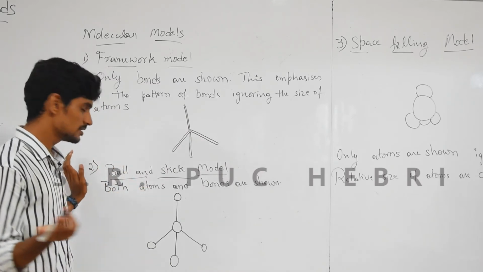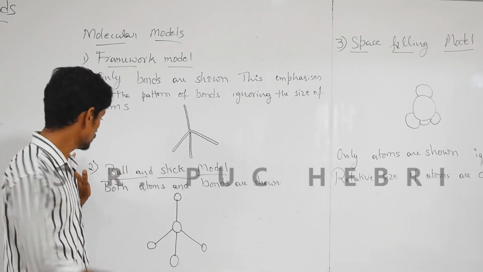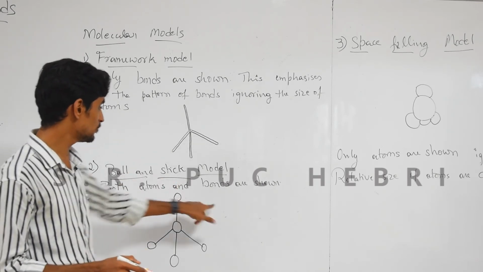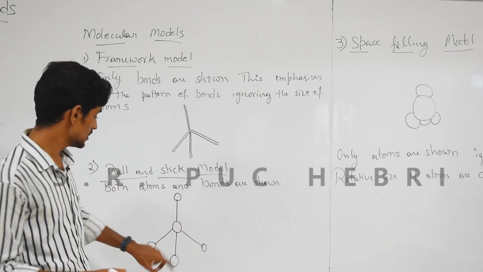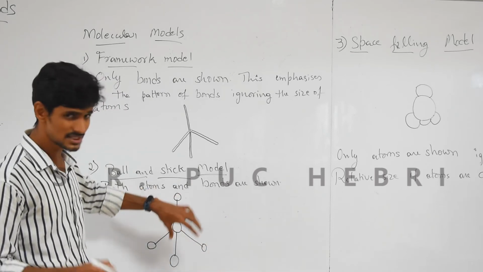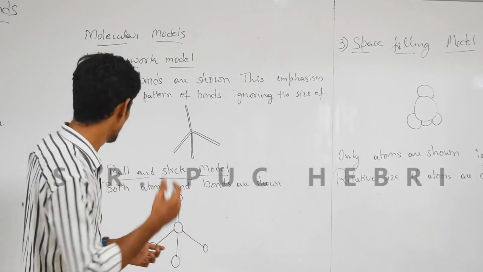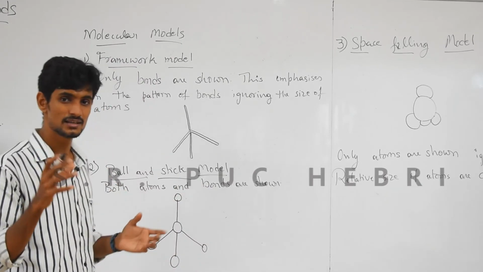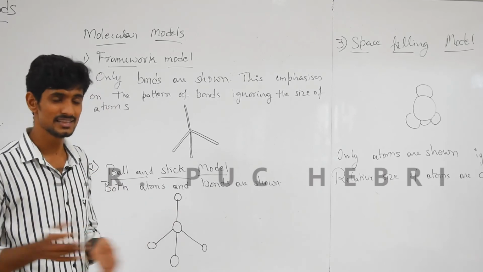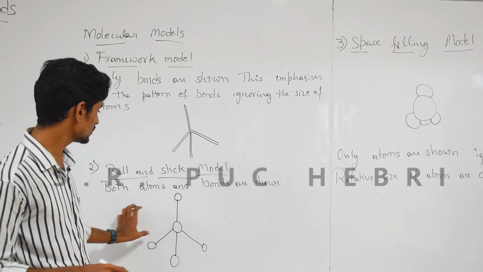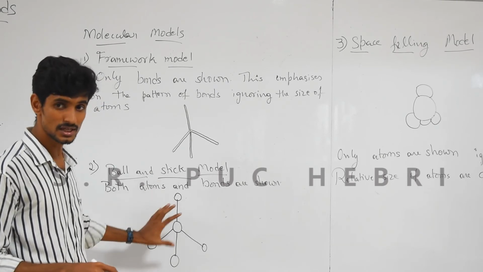And one more thing that I just showed you is the ball and stick model. Here both atoms and bonds are shown. This is also a physical model. It may be made up of thermocol or any balls and sticks like tubes. But in this ball and stick model, both atoms and bonds are shown.